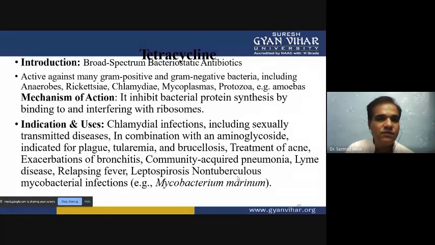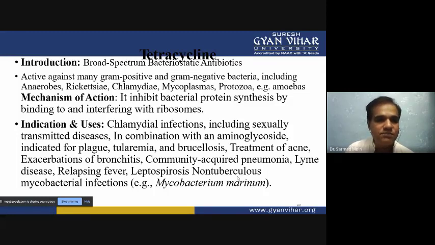Tetracycline is the first type of broad spectrum bacteriostatic antibiotic. It is bacteriostatic, which means that when we give tetracycline to a patient with a bacterial infection, the bacterial count will not increase. So it is a bacteriostatic antibiotic. It is active against many gram positive and gram negative bacteria, including anaerobes, rickettsia, chlamydia, mycoplasma, protozoa, and especially amoeba.